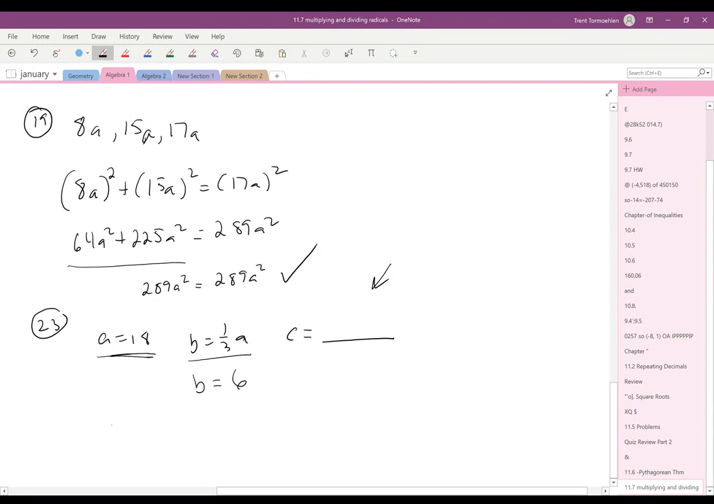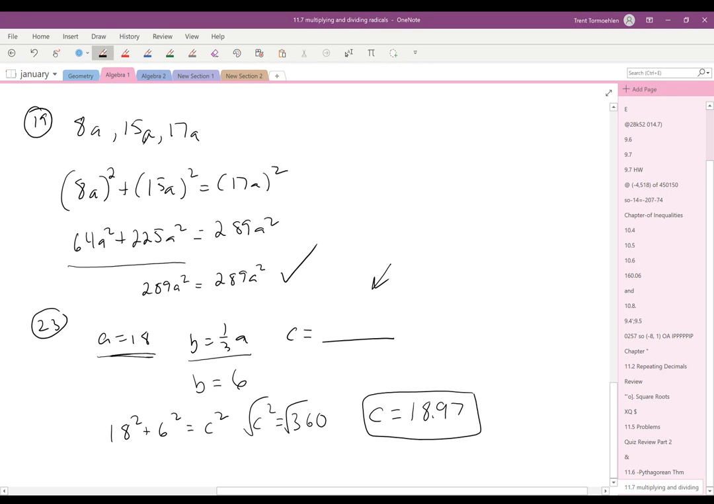So we just do 18 squared plus 6 squared equals c squared. And so that means that c squared equals, well, 324 plus 36, which is 360. Take the square root of both sides. And when we take the square root of both sides, the square root of 360 turns out to be, when rounded to the nearest hundredth, 18.97, which is your answer.